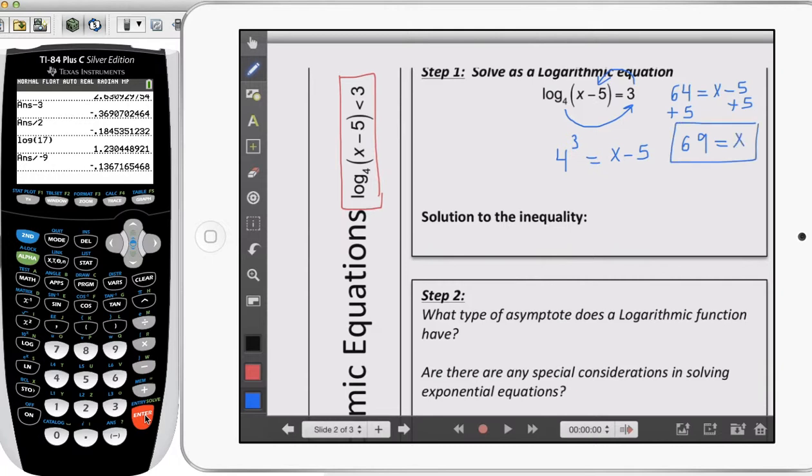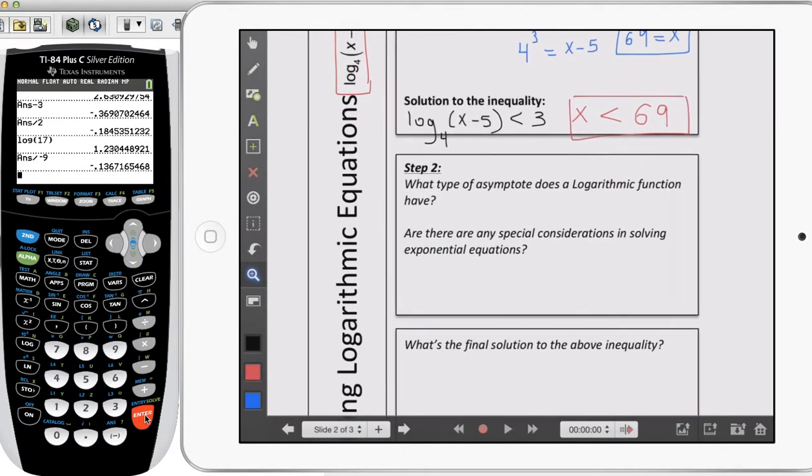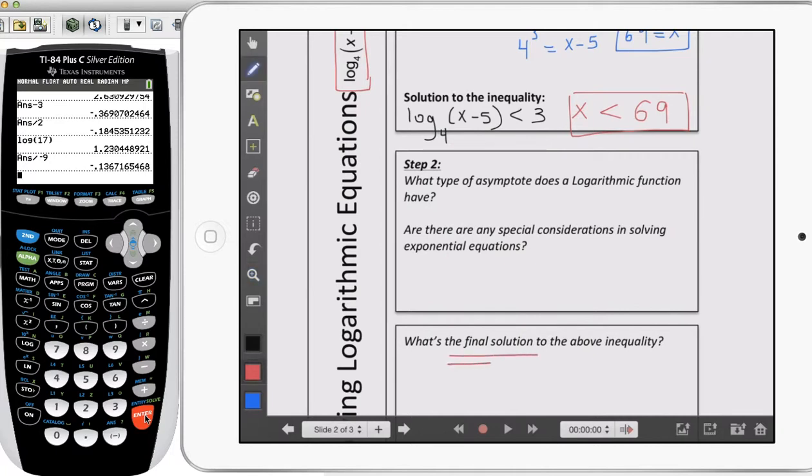But remember that this is an inequality, so I'm going to write down my inequality and follow it. As you can see, x is on the left side, so I'm going to keep my x on the left side. I'm going to copy my inequality as it is, and then the number I just got. So x is less than 69. Okay? Now, in order to decide if this is going to be my final solution or not, I have to ask myself a couple of questions. What type of asymptote does a logarithmic function have? A logarithmic function has a vertical asymptote. So yes, there are some special considerations I should take.